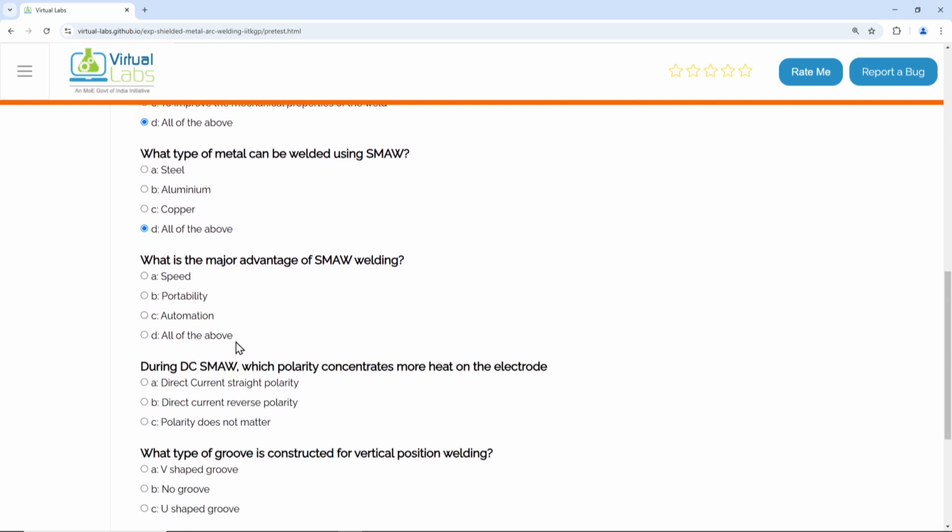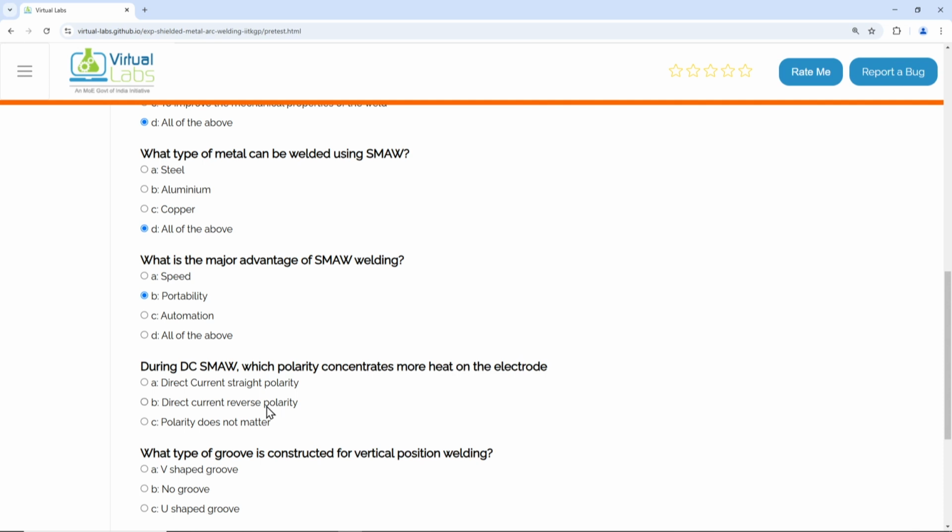What is the major advantage of SMAW? Speed, portability, automation. Automation is generally not there, because MIG and TIG welding have more automation, with a continuous supply of wire. So automation is less here, and that is not an option. Because automation is not there, speed also cannot be an option. Portability, because the power supply is a small piece of equipment that can be taken to any place. So portability is the major advantage here. During DC SMAW, which polarity concentrates more heat on the electrode?